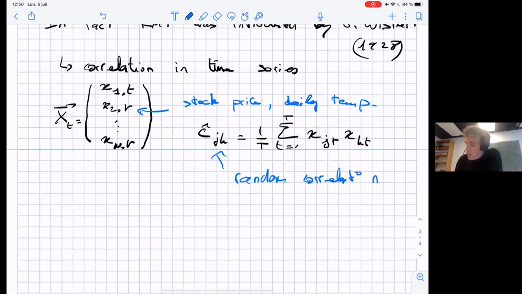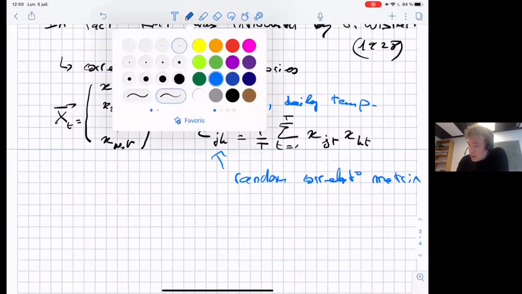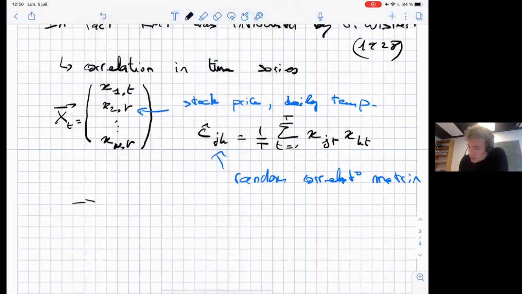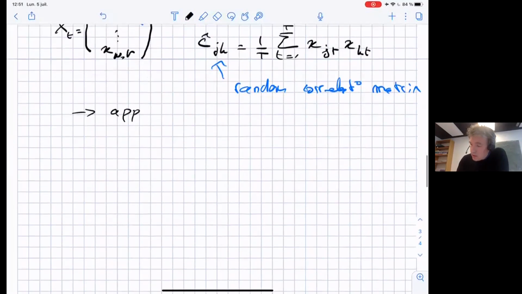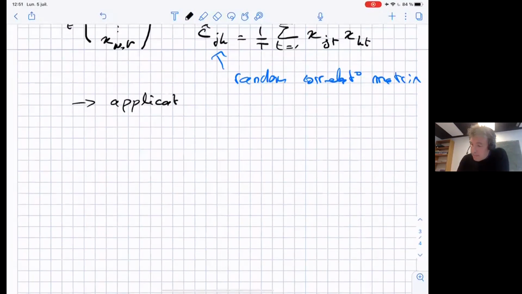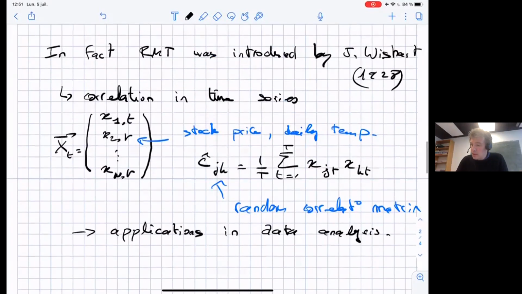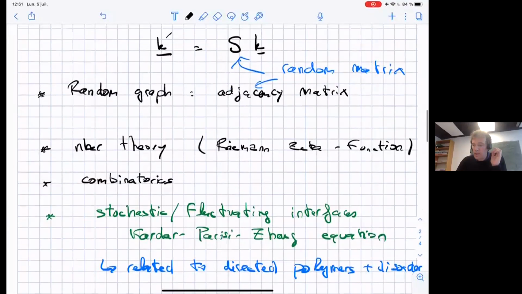And you would like to know how this matrix looks like. So it's random in the sense that, if you want to make a model, you will take the entries as random variables. And typically the study of these kinds of random matrices plays a crucial role in what is called principal component analysis. And this actually has a huge amount of applications, which I will not at all discuss, but it has many applications in data analysis, in particular in financial data analysis, but not only.